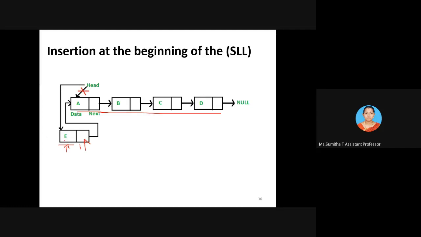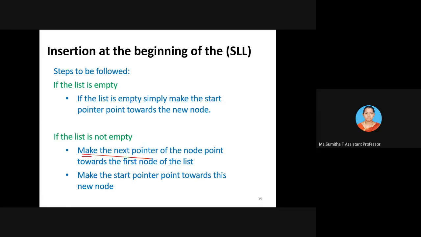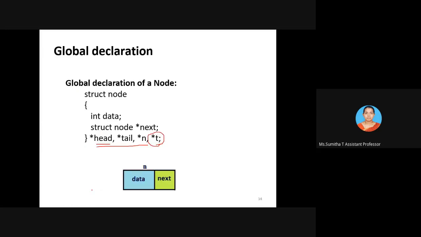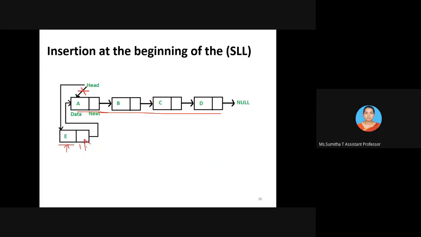Now I'm going to insert this. So which one is the new node? In this new node, what is the next pointer? The next field is pointing to the first node of the linked list. Okay, this is the first point here. The next one, make the start pointer point towards this new node. That means the start pointer is nothing but the head node. The head node is pointing towards this first node.